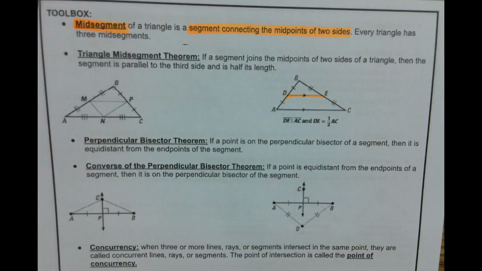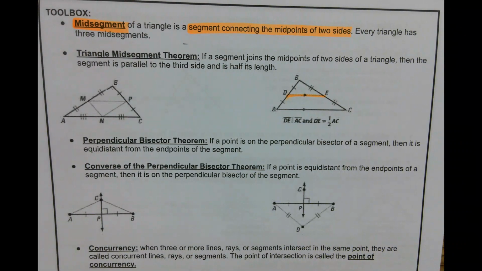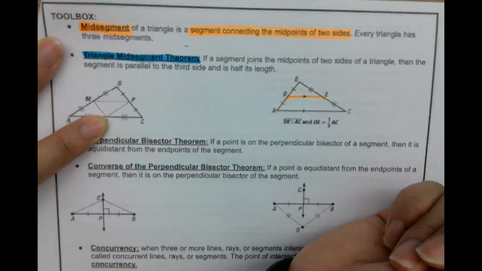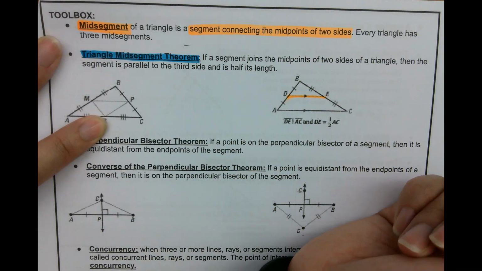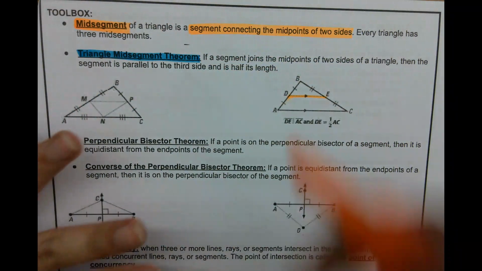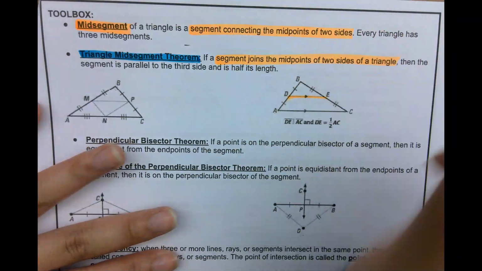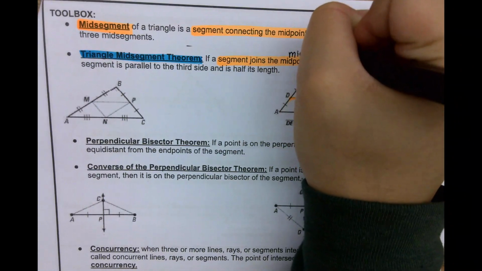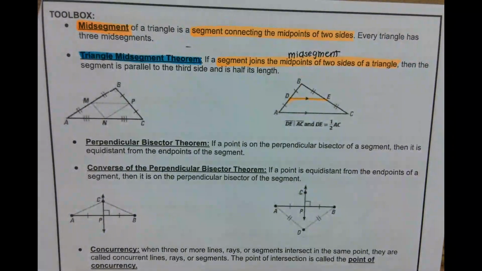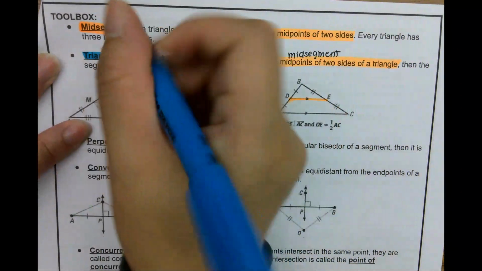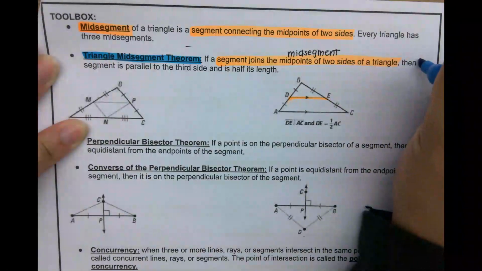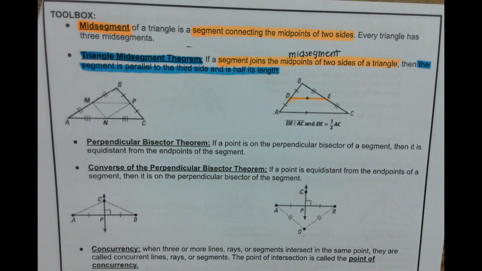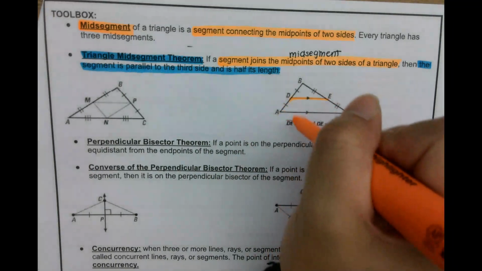And what a mid-segment is. Okay. And what we know from the triangle mid-segment theorem is that if a segment joins the midpoints of two sides, the mid-segment, so this symbol here is just a fancy way to say mid-segment, then the mid-segment is parallel to the third side and is half its length.